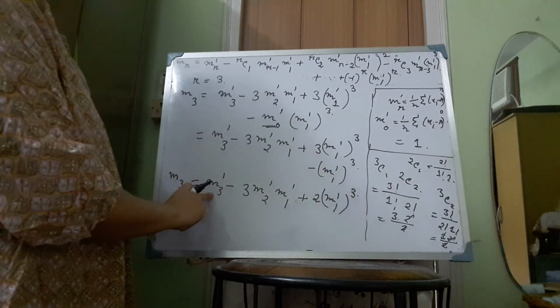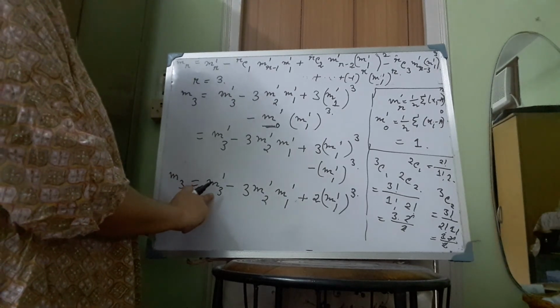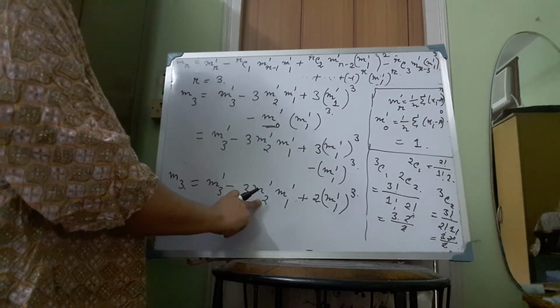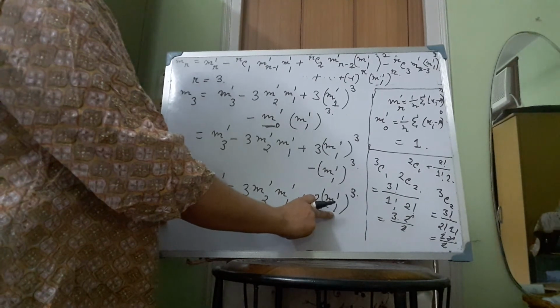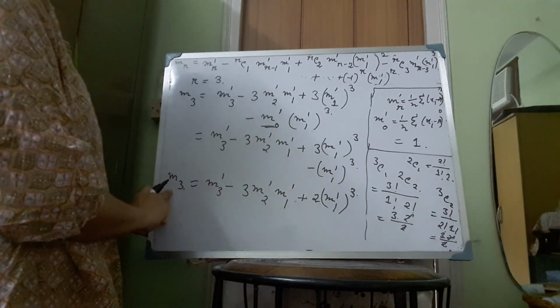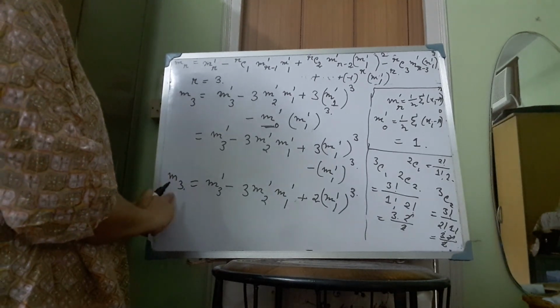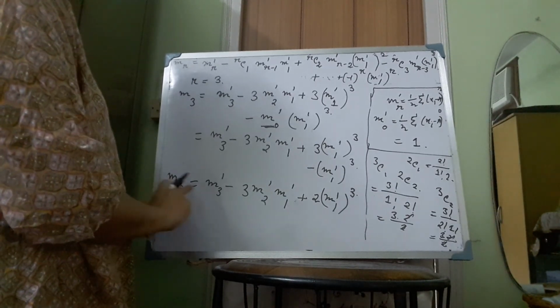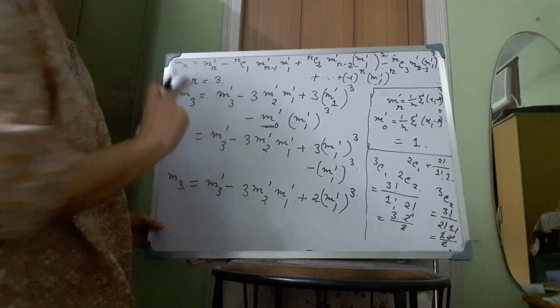And this represents the third order non-central moment, this represents the second order non-central moment, and this represents the first order non-central moment, and on the left hand side we have the third order central moment. So this is the relationship between the central moment and the non-central moment when the value of r is equal to 3.